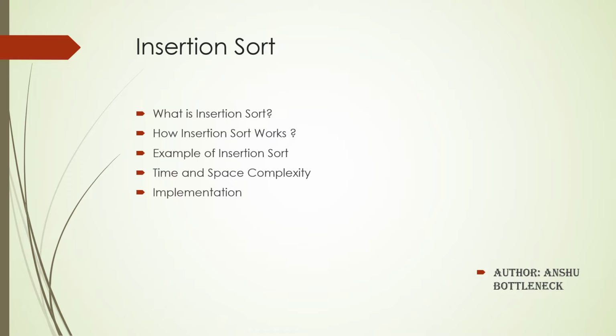Insertion sort is a simple sorting algorithm that builds the final sorted array one item at a time. It is much less efficient on large lists than more advanced algorithms like quicksort, heapsort, or merge sort. Insertion sort iterates, consuming one input element at each repetition and grows a sorted output list. At each iteration, insertion sort removes one element from the input data, finds the location it belongs within the sorted list, and inserts it there. It repeats until no element remains or no swapping can be done.